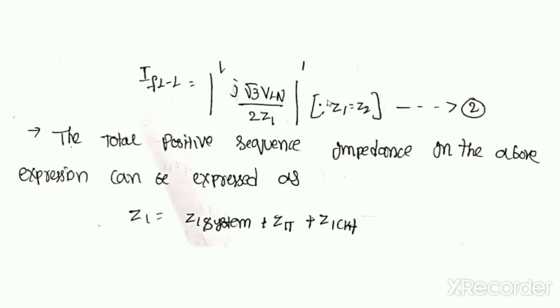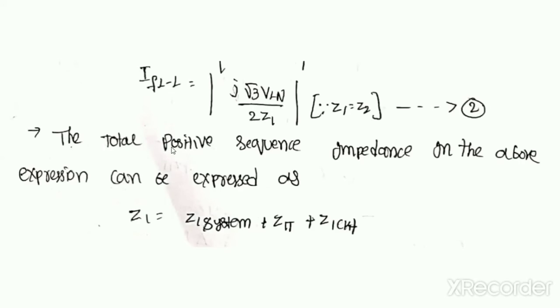Consider Z1 equal to Z2. Substituting Z1 equal to Z2, that is 2Z1. Therefore, IF line to line is equal to j root 3 VLN by 2Z1.